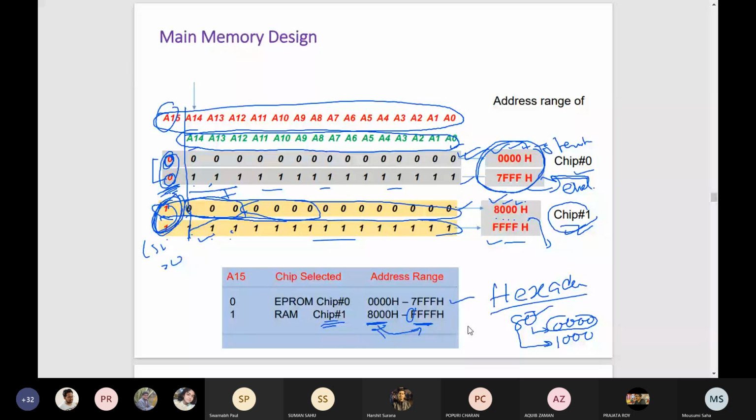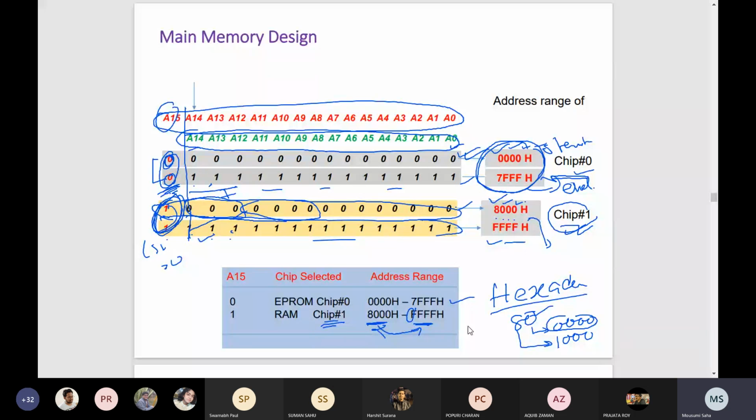Yes, ma'am. Yeah, so you have to compute the addresses. Sometimes it may happen that I can give some address range, and based on that you have to design. From the address range you can compute the total address, or the total data you can store. From that, reversely you can compute the number of memory chips and design the circuit.